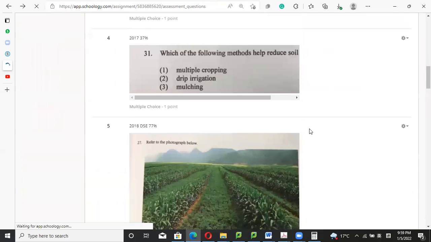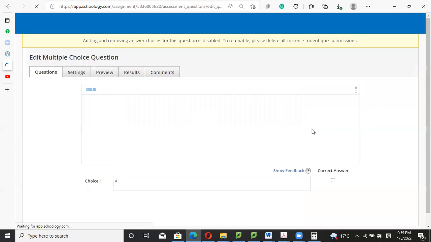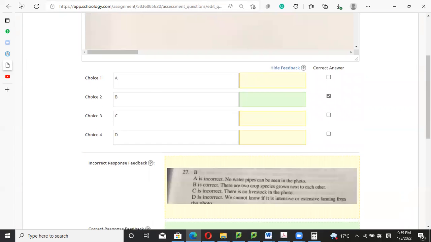Okay, and then this one, what is the farming method shown in the photograph? Hydroponics is out, because hydroponics uses no soil at all. We just put the plant in the water. Intercropping, isn't it? Some of you may be mixing up B and C. C has to have plants along with animals. You cannot see any kind of animal here, so it should be only one option. It should be B, intercropping. Okay, next.